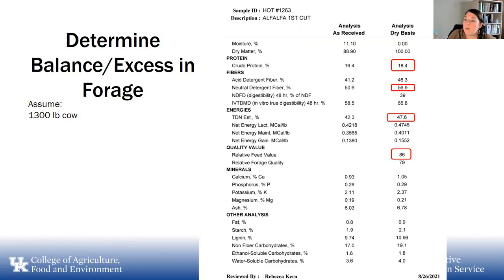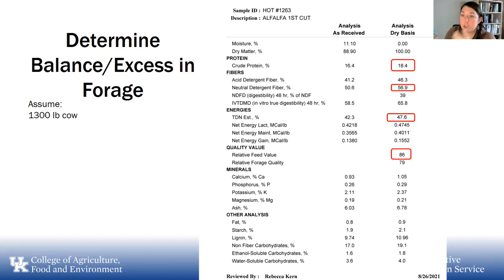Okay, so we've gone through all the numbers. We've discussed some of the things that we need to understand. What are we going to look at now? So I've got an alfalfa first cutting. If you look at the very top, this is an example of a forage result that came in earlier this summer. Well, not early summer, it was in August, but I want you to say we're going to be feeding a 1,300 pound cow.